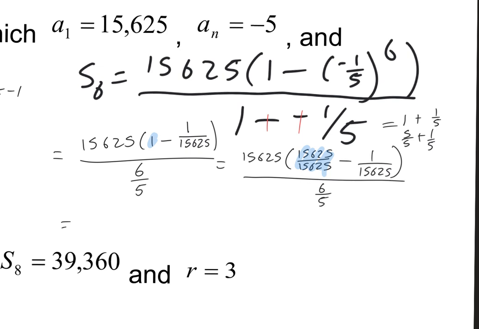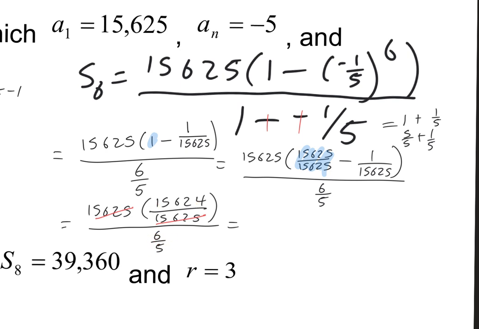Okay, let's keep going. I have a common denominator, so I can subtract. So I have 15,625 times 15,625 minus 1 is 15,624 over 15,625. And then all of this is over 6/5. Well, hopefully you see something beautiful here. I am multiplying by 15,625 and I am dividing by 15,625. And so these two numbers just cancel each other out. Thank goodness.